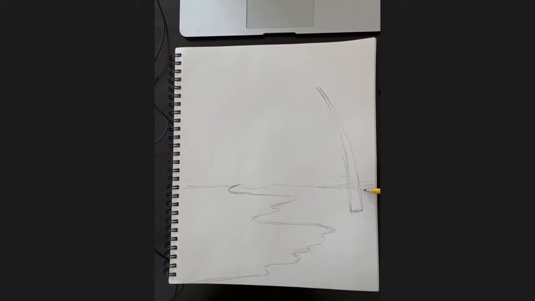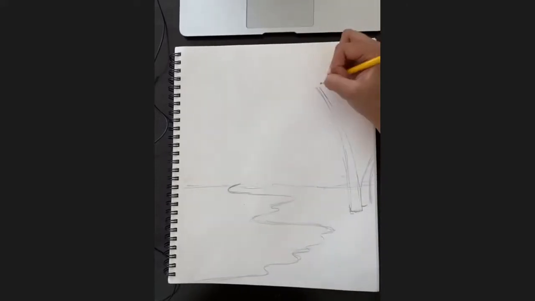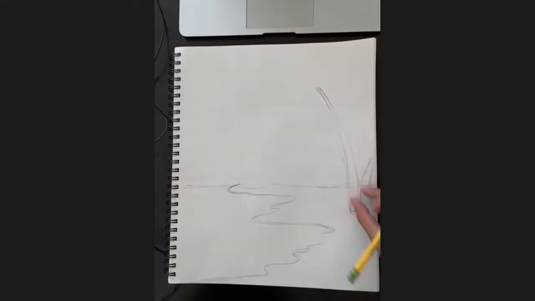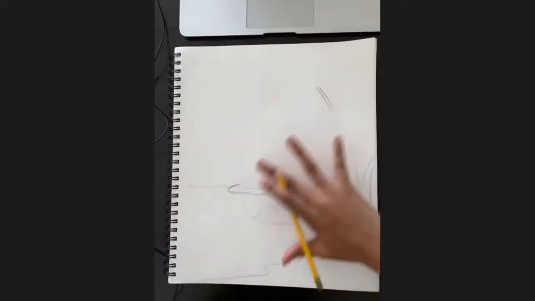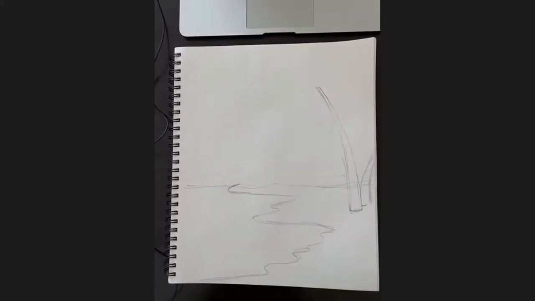Then I'm going to add one more in the back that's going off the page. Again, like a triangle, it gets smaller as you go to the top. We're going to add details on all of this, but first we're just going to get down our basic shapes.